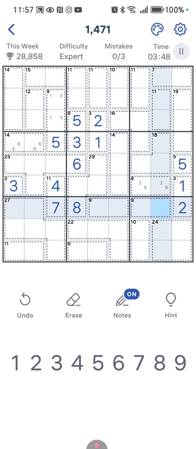Okay, so there are 4 solutions to 9, which is 1 and 8, 2 and 7, 3 and 6, 4 and 5. Can't be 2 and 7, can't be 1 and 8, so we're going to treat this like a quad. 3, 4, 5, 6, 3, 4, 5, 6, and here. So that means this is 1 and 9.